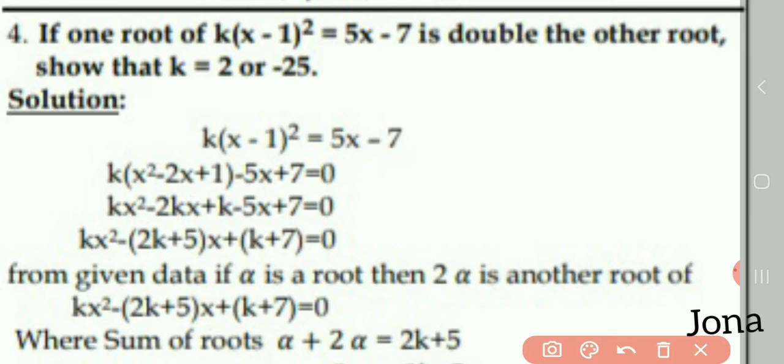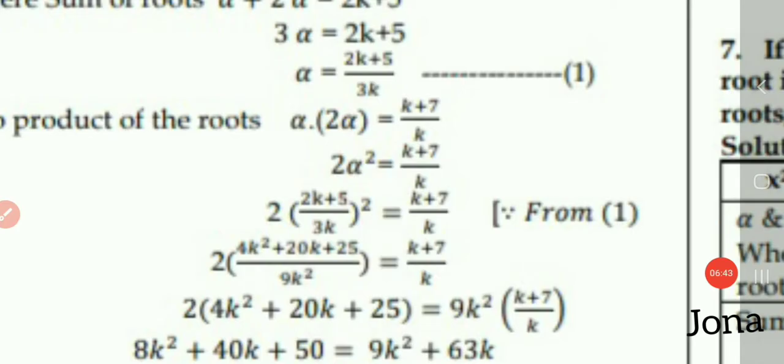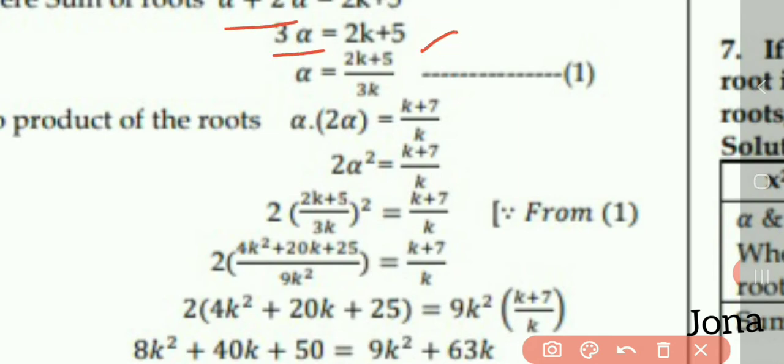From this we want to take the sum of the roots. Okay, so sum of the roots is alpha plus 2 alpha, which is equal to 2k plus 5. If you add alpha plus 2 alpha, we will get 3 alpha. Now 3 alpha equal to 2k plus 5. So alpha equal to 2k plus 5 divided by 3k.